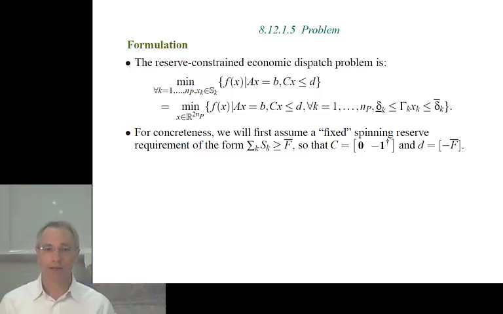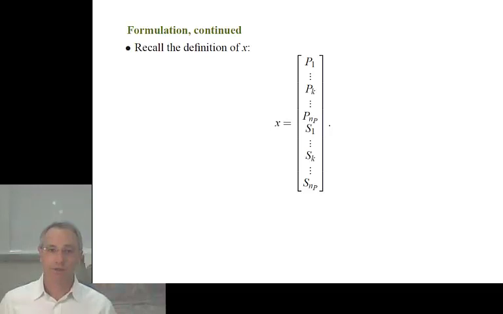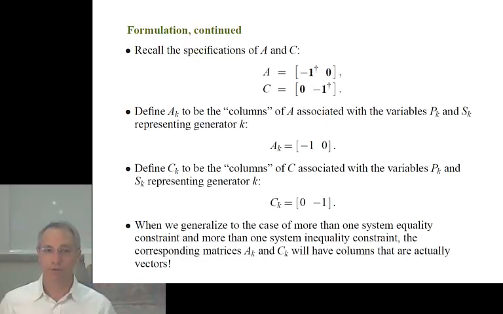So reserve constraint economic dispatch says, let's find the generation that minimizes the cost subject to the constraints. Let's, as I mentioned, assume a fixed spinning reserve requirement. The definition of X, my decision variable, is the collection of generations, followed by the collection of spinning reserve assignments. We've seen A and C.